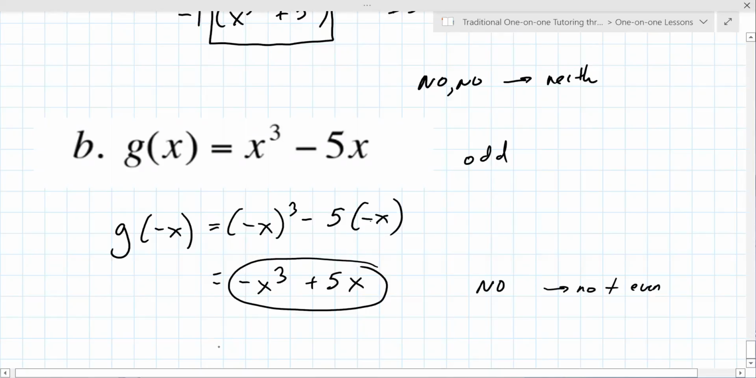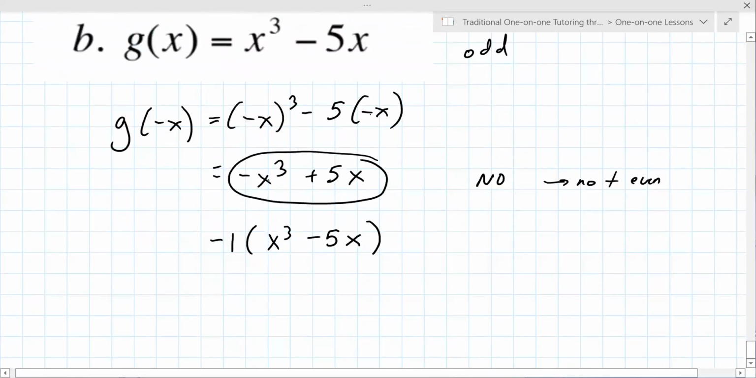Then you factor out a -1, which means you're just changing the sign of each of these. Now you look at this part and say, is this the same as the original? Yes. Not the negative, the part inside parentheses. Yes. That means it is odd.